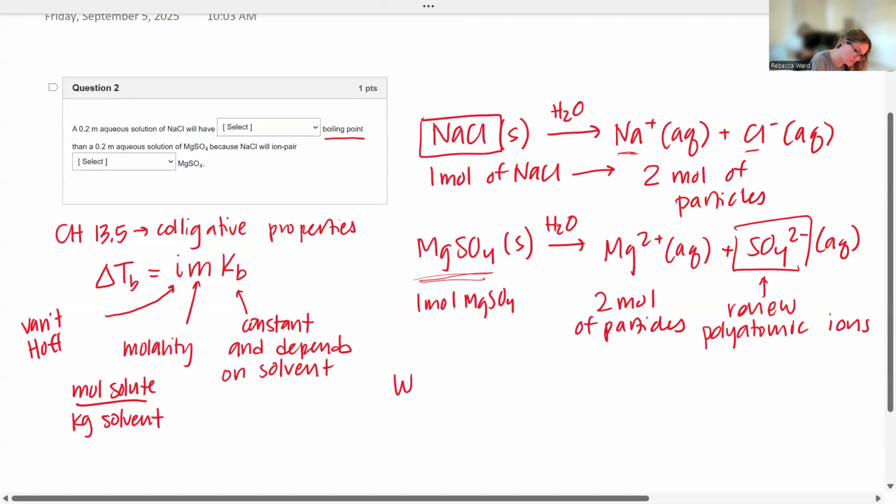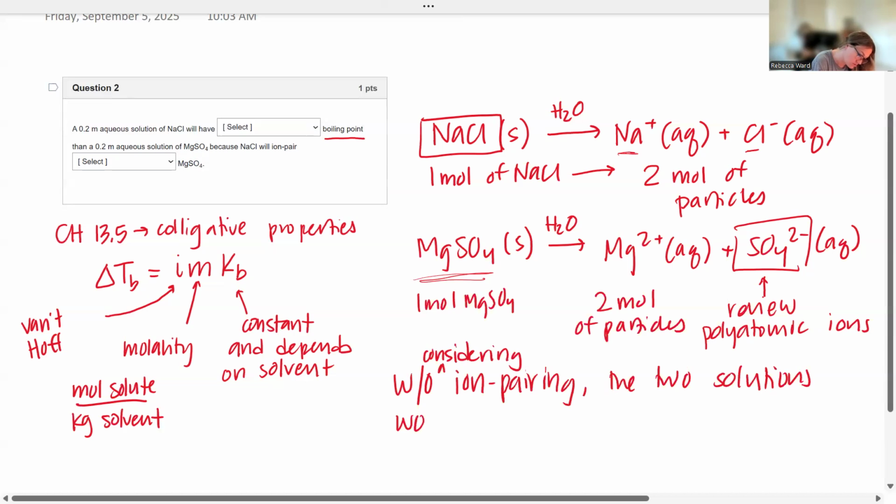So without, all right, let's be more clear. Without considering ion pairing, these two solutions would have the same boiling point.